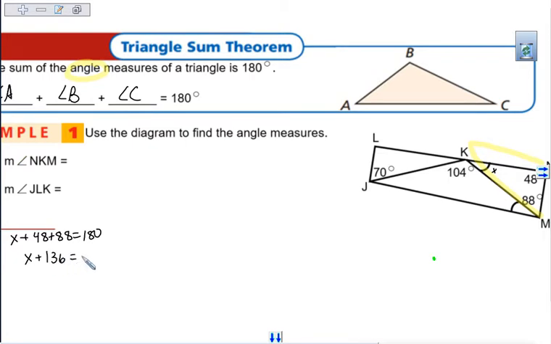136. So x plus 136 equals 180. Then we subtract 136 from both sides. And we get 44 for angle NKM. And that's 44 degrees because we're measuring an angle. So I'm going to put that in our picture for that angle.